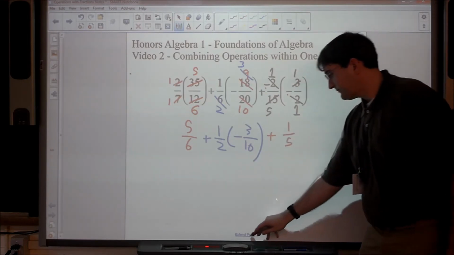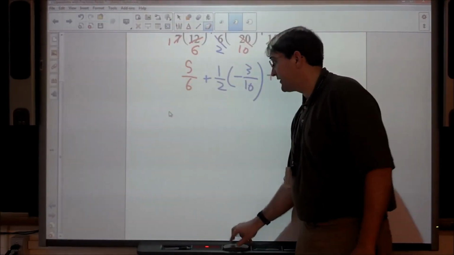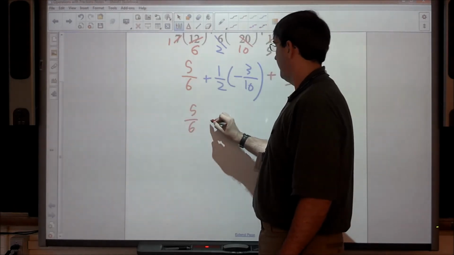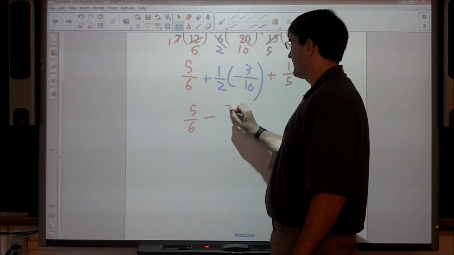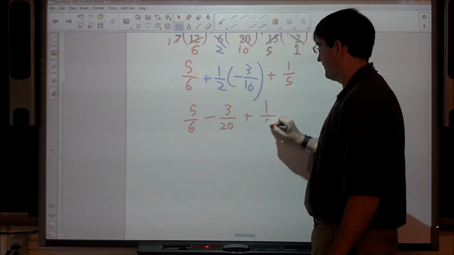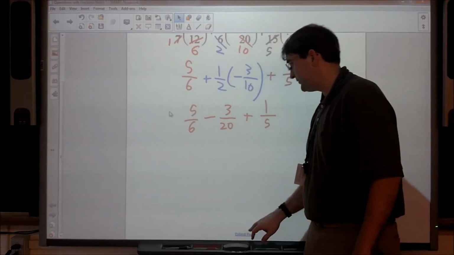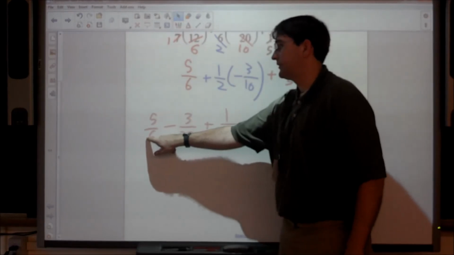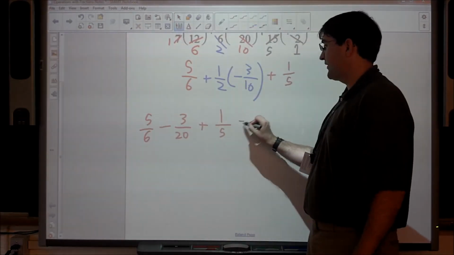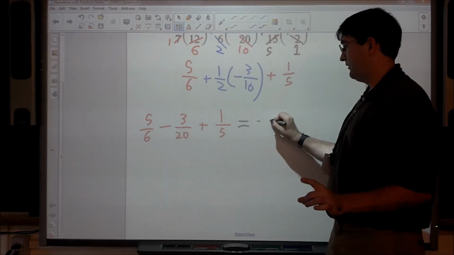1/5. So now, when I am working on adding these things, I need to finish my multiplication. So I have 5/6 minus, because that's a negative, 3/20 plus 1/5. So now I have an expression that I need to find a way to add or subtract. So I need a common denominator. My common denominator in this case, pause for a moment and think, it's going to be 60.